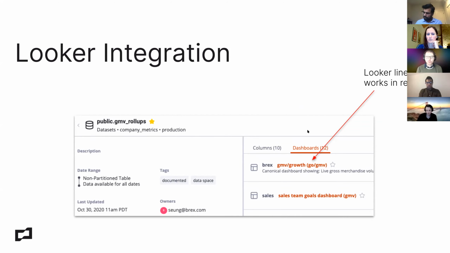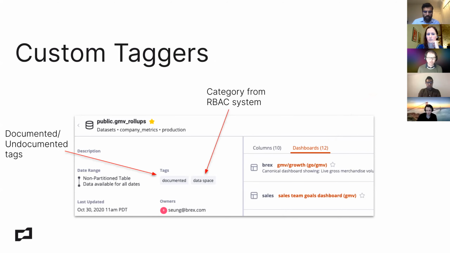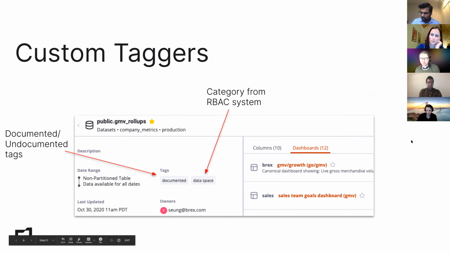The other thing that you can see on this page is that we built some custom taggers. This is pretty straightforward stuff, but we really enjoyed how easy it was to do this with Amundsen. We have this one tag on the left, which is a documented or undocumented tag. For the undocumented tag, this allows us to just click on a tag and see all the tables that still need to be documented.